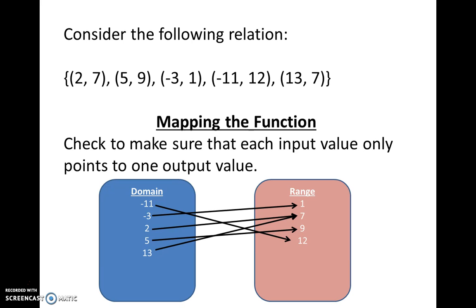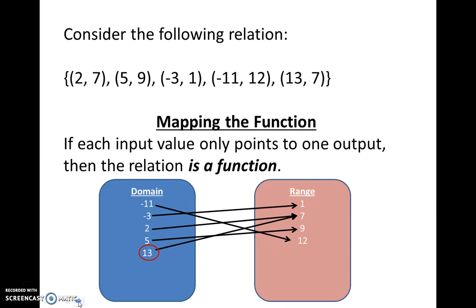So what we're going to do next is we're going to check to make sure that each of these input numbers, each of these domain numbers, only produce one range number. So they can only have one arrow coming away from each one of them. So negative 11 checks just fine, negative 3 is okay, 2 works out just fine, 5 is okay, and 13 is just fine. So that means that this is a function. Because each one of these domain values only pointed to one range value, then this is a function.